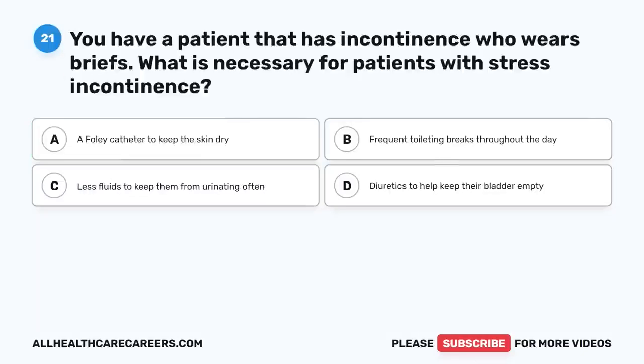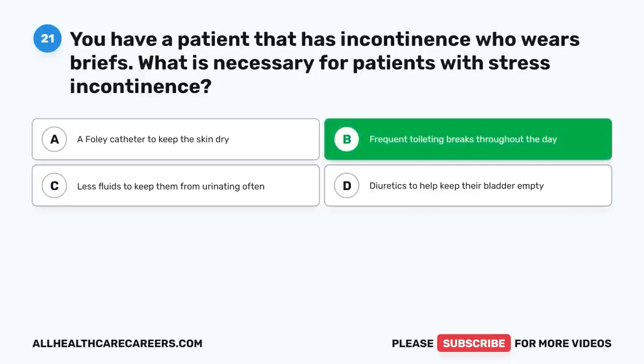Question 21. You have a patient that has incontinence who wears briefs. What is necessary for patients with stress incontinence? A. A Foley catheter to keep the skin dry. B. Frequent toileting breaks throughout the day. C. Less fluids to keep them from urinating often. D. Diuretics to help keep their bladder empty. The correct answer is B.